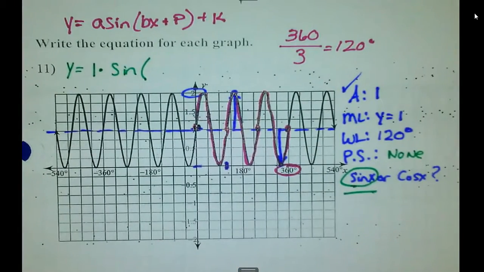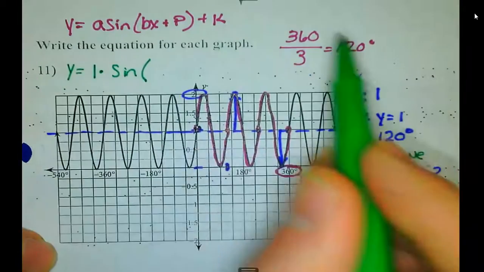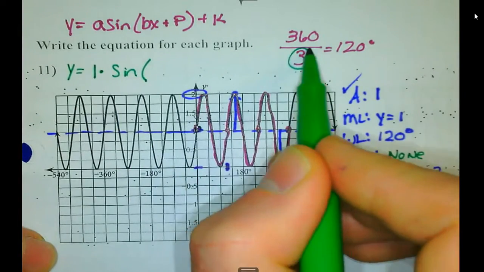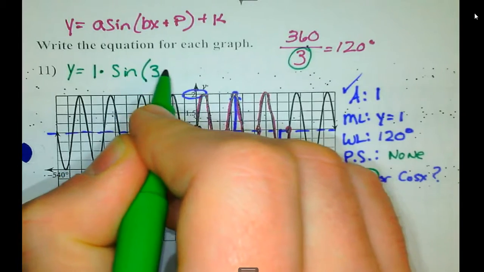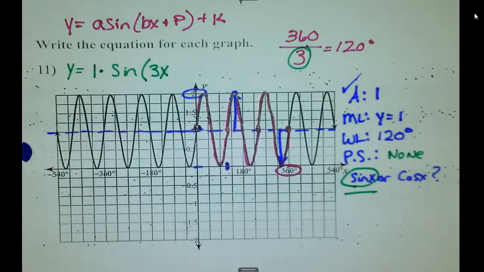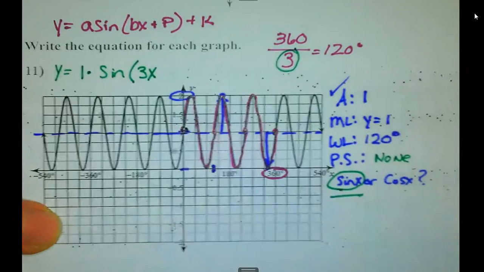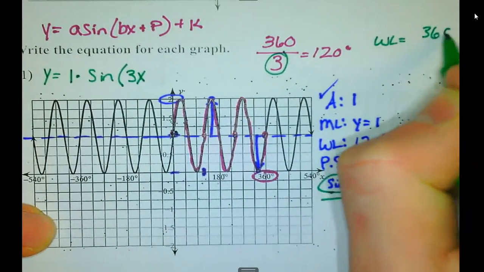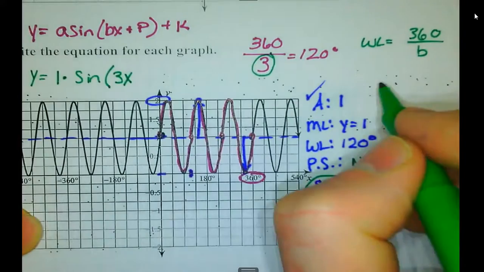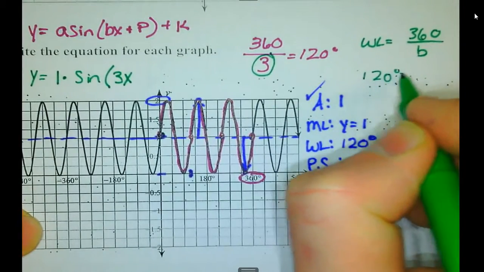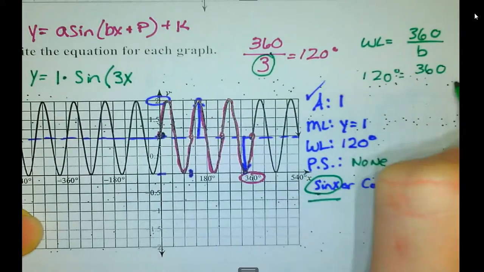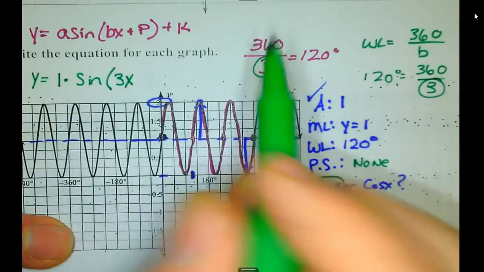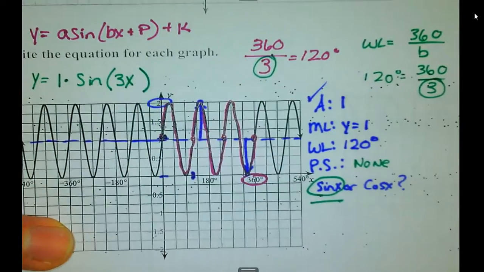Well, our B value is 3. Then we can put it right here in front of the x, 3x. We know the B value is 3 because, let me just show you how to do that. We know that the wavelength is equal to 360 divided by the B value. If we decided that our wavelength is 120, well, the number that gets you from 360 divided by 120 is the 3, which we already traced. So 3x, there is no phase shift, so you can close it.